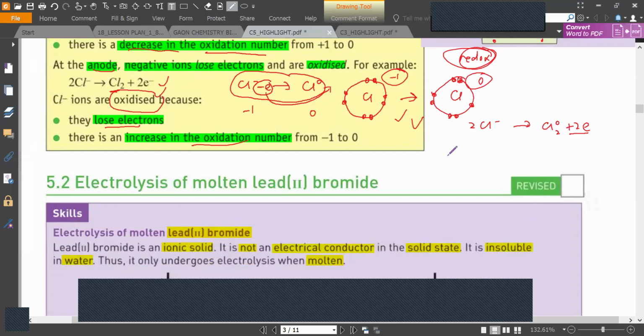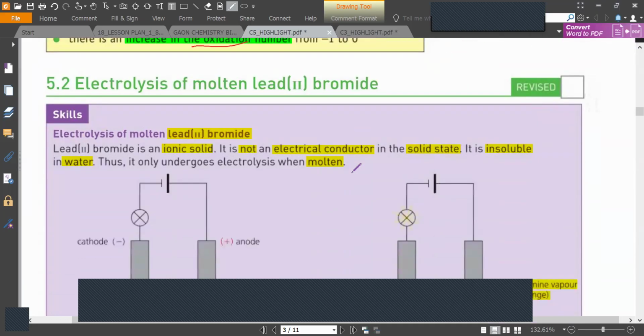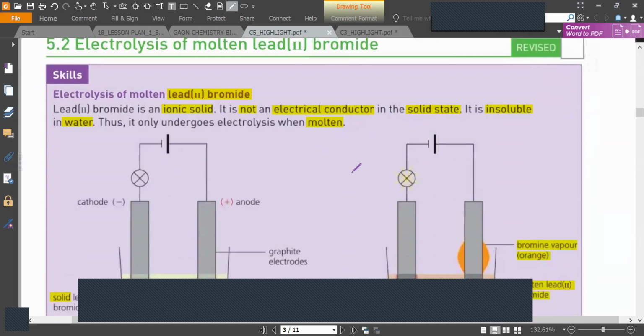Now we will go through and look at all the different examples of electrolysis. We need to know all of them. The first example is the electrolysis of molten lead bromide. Okay, so what is going on here?